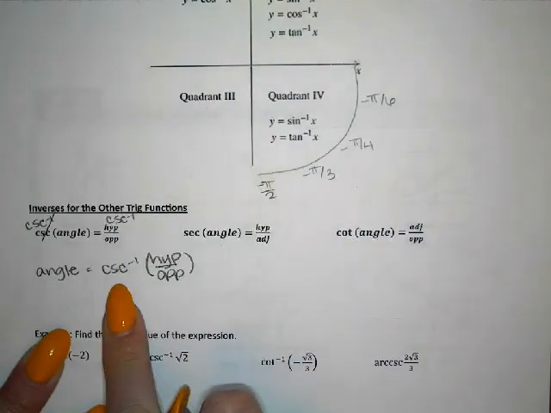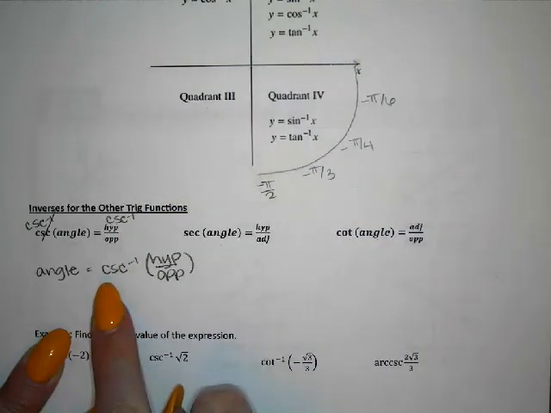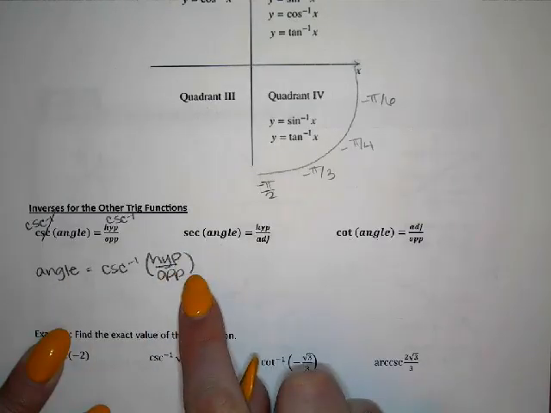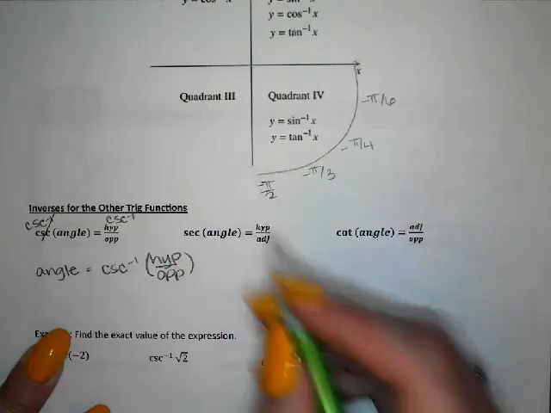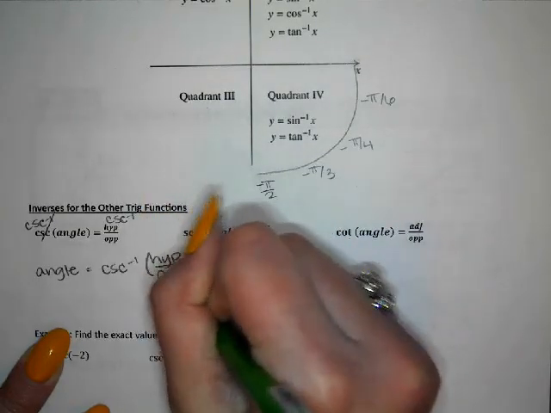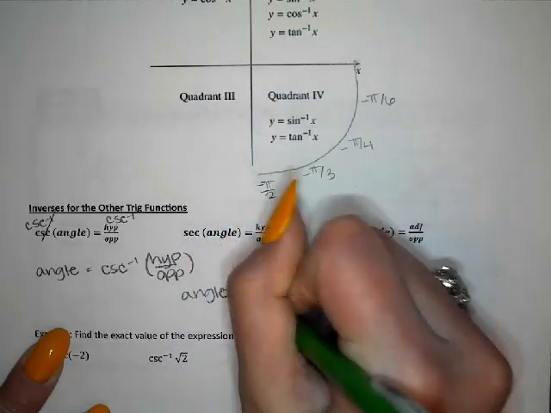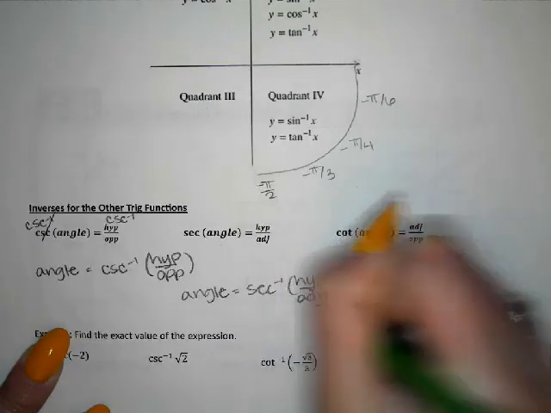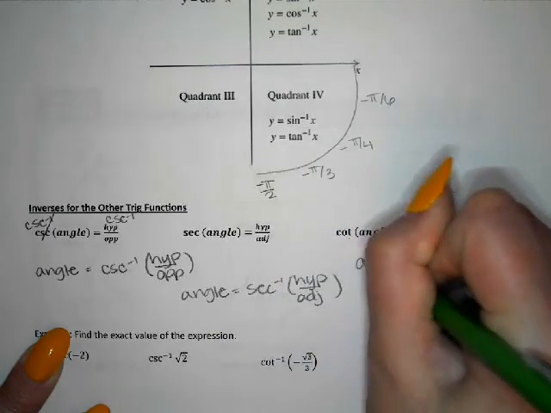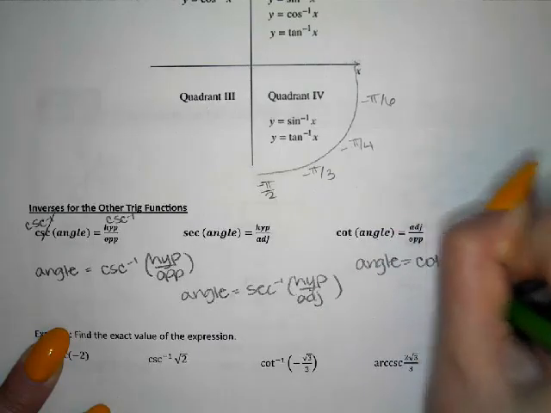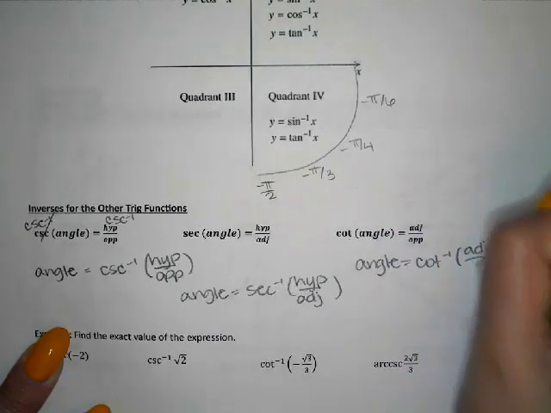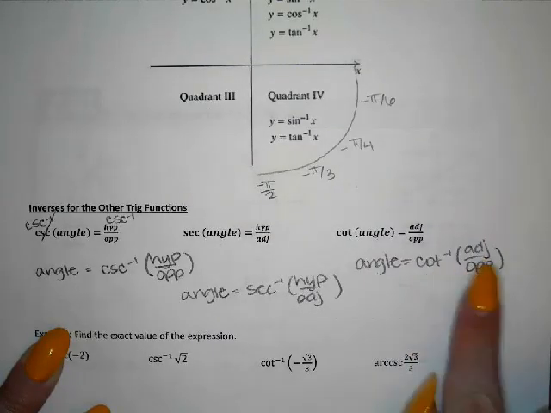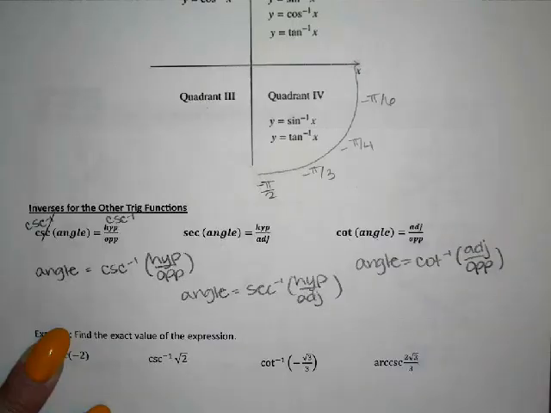So notice this is very similar to sine. The angle would be sine inverse of opposite over hypotenuse. So again, we're still talking about reciprocals when we deal with these other trig functions. For this one, we know that the angle would be secant inverse of hypotenuse over adjacent. And for cotangent, the angle would be cotangent inverse of adjacent over opposite. And sometimes it will actually be more helpful to think of this as cotangent inverse of x divided by y. So we'll also look at that.